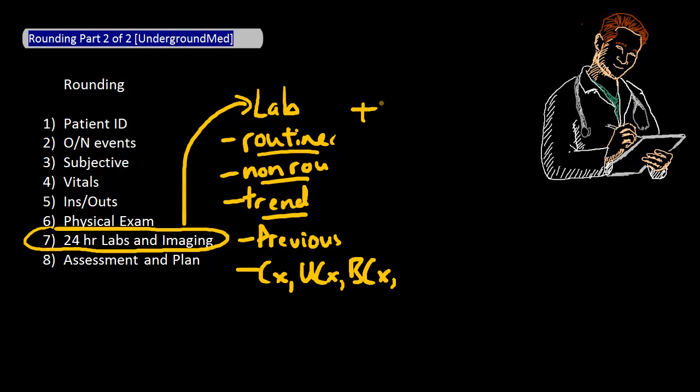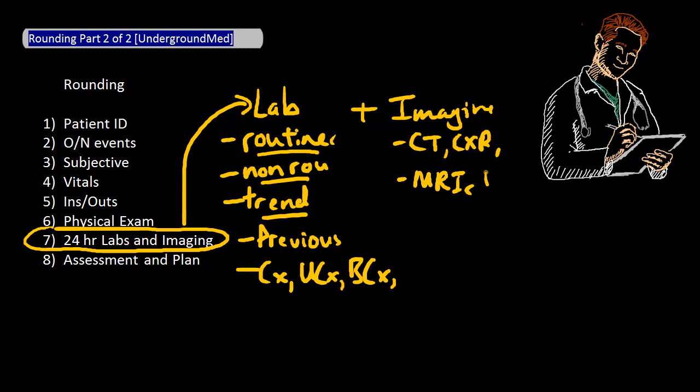For imaging results, I like to summarize all new results within 24 hours. So that would be CTs, chest x-rays, MRIs, ultrasounds, and any imaging result. Now, I'm at the point where I'm comfortable and my supervisors are comfortable with me not going over each component of each lab test individually. But if you're just starting, your supervisor might expect you to do so, so stay flexible and open.